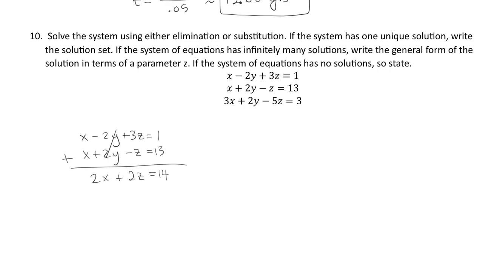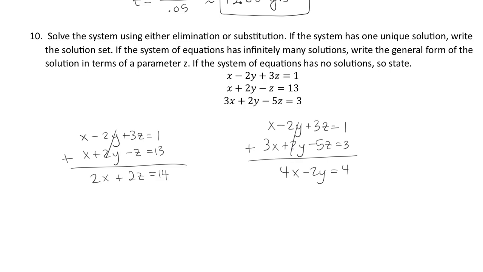So now I'm going to repeat this with two other equations. And remember, you do need to eliminate the exact same variable. So now I'm going to choose the top and bottom equation. So the top equation, the bottom equation. Now we combine these two equations.